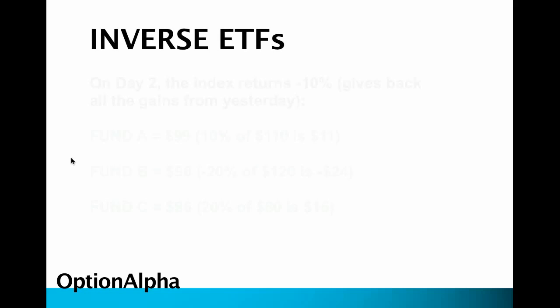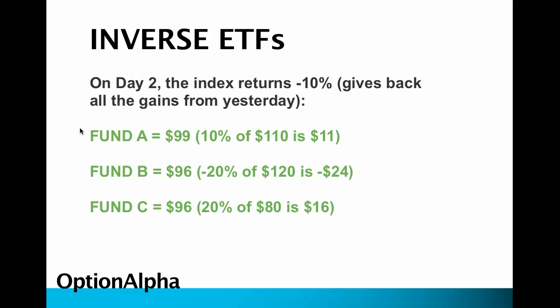Now let's move forward, and let's say that on day 2, the index actually returns negative 10%. So on average, giving about a 0% gain. It gives back all the gains from yesterday. But now the numbers start to look a little bit different. Fund A is at 99. 10% of the 110 value, which we were last at, is $11. So we're actually going to give back $11 if we lose 10% from there. So now the fund is going to be just below breaking even.